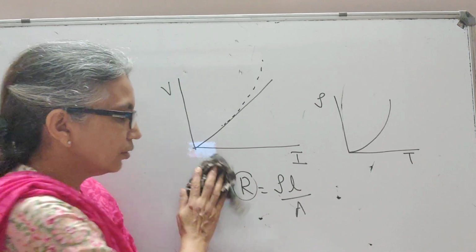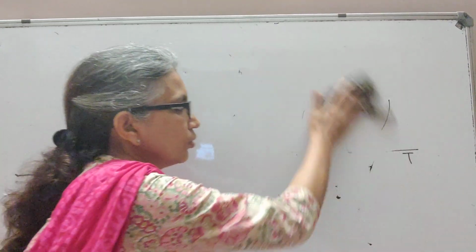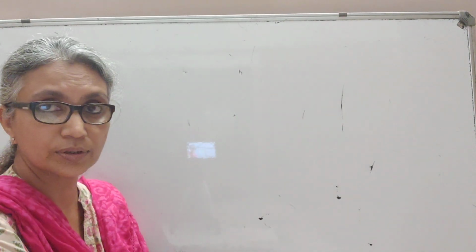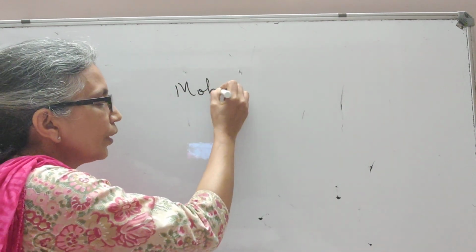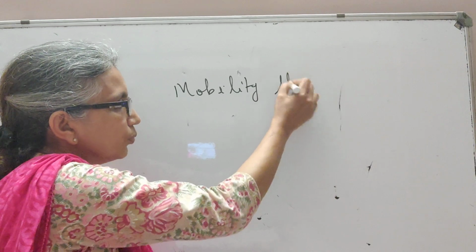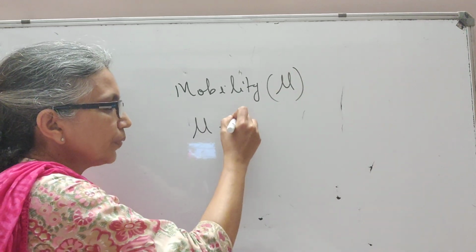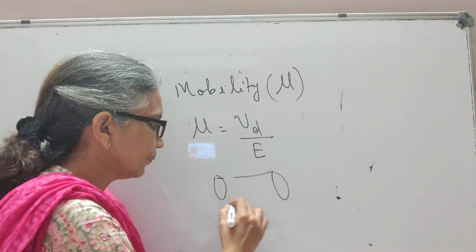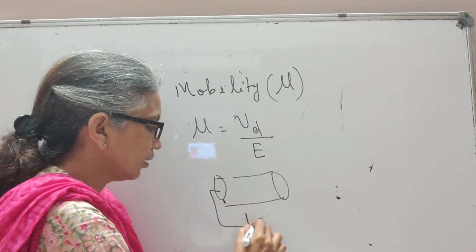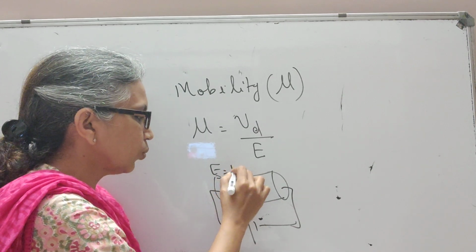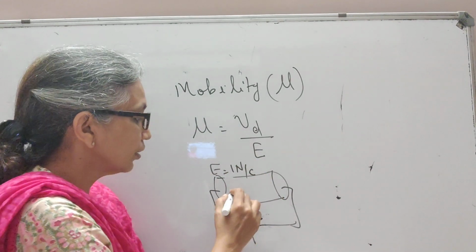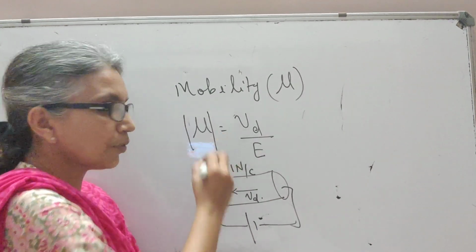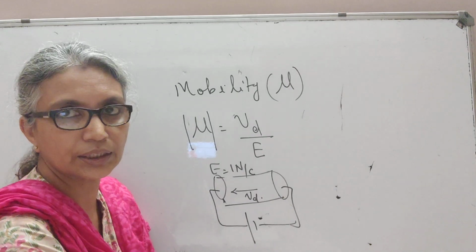Then there's one more small topic that I need to discuss with you, which is topic 4 in your printed notes, called mobility, denoted by the letter mu. Very simple. Mu is simply drift velocity per unit electric field. That is, if you have a conductor and you apply an electric field equal to 1 Newton per Coulomb, the drift velocity of these electrons is what you call mobility. You just take the positive values, mobility is Vd by E.